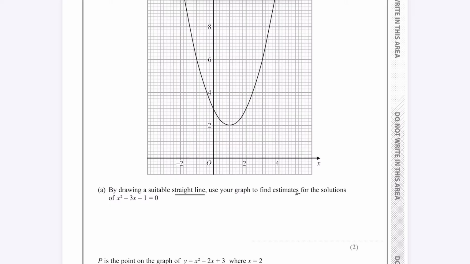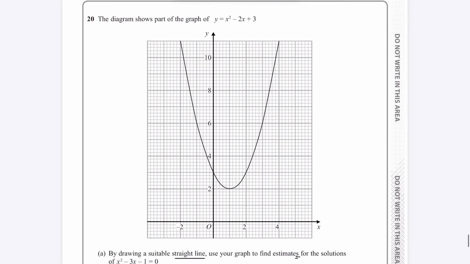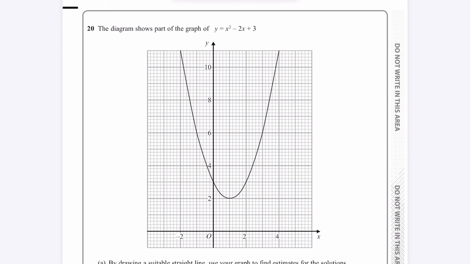estimates, it's got an s on the end, for x squared minus 3x minus 1 is equal to 0. So if you look at what the question gave us, the question gave us y is equal to x squared minus 2x plus 3. And what we're being asked is for x squared minus 3x minus 1 is equal to 0. So how do I go from here to there?